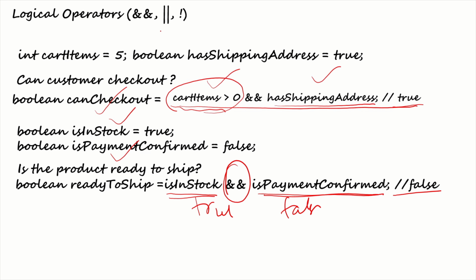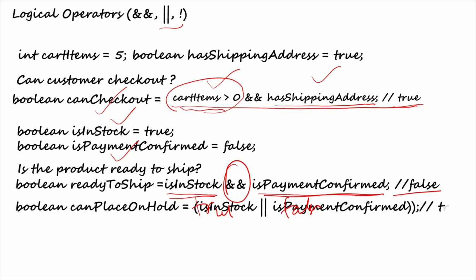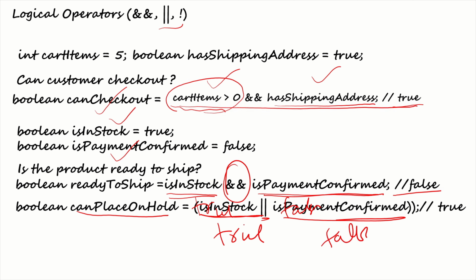The next operator is the logical OR operator. If either one of the conditions is true, then we will get true. For example, I have can place on hold, and I'm writing is in stock or is payment confirmed. Here is in stock is true, whereas is payment confirmed is false. But still one of them is true, so I'll get true. Either both are true or one of them is true, we will get true here.